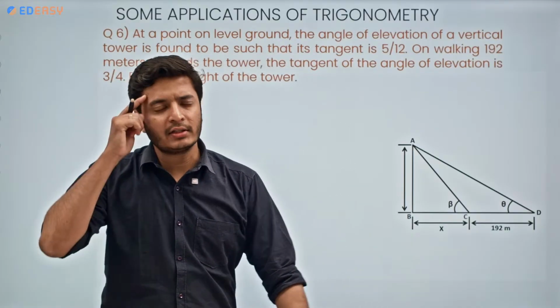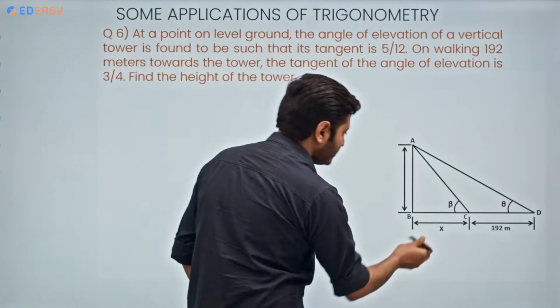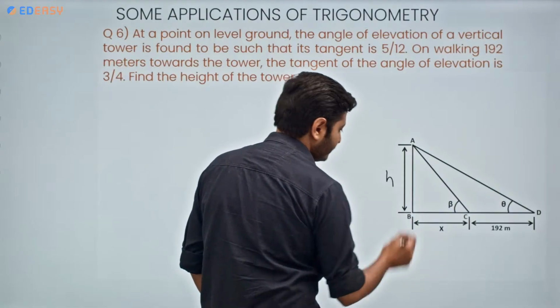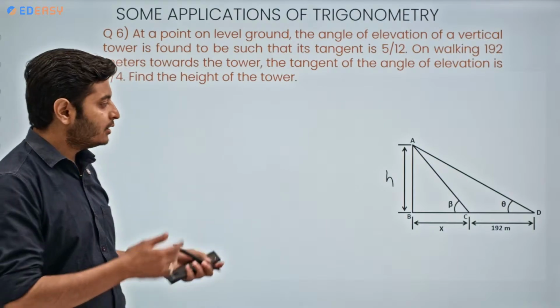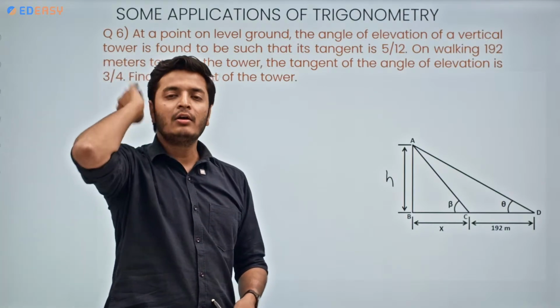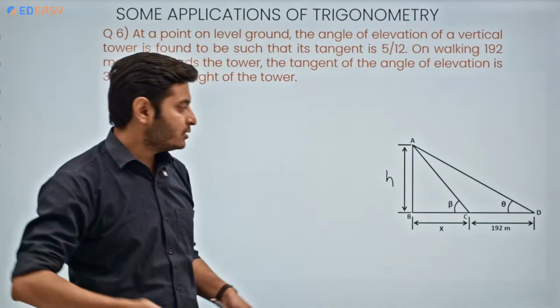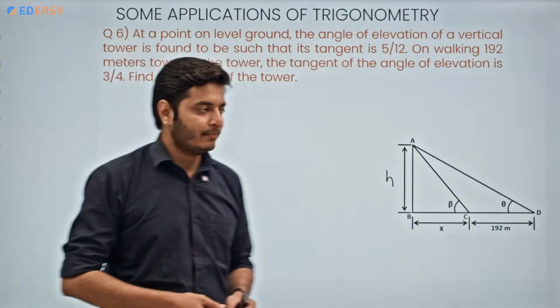So again, I will do one thing. We need to find the height. So I will consider the height of the tower to be h. And this distance is also not given, na? BC. So I will consider it to be x. As I told you, the vertical distance I will consider h and the horizontal x.